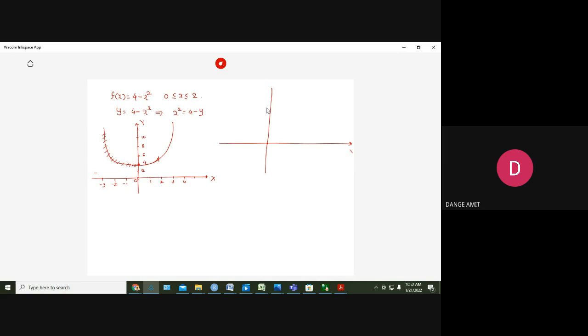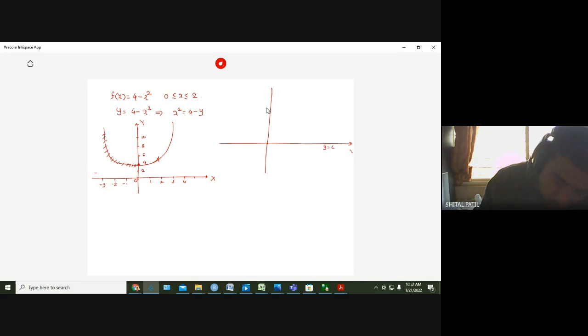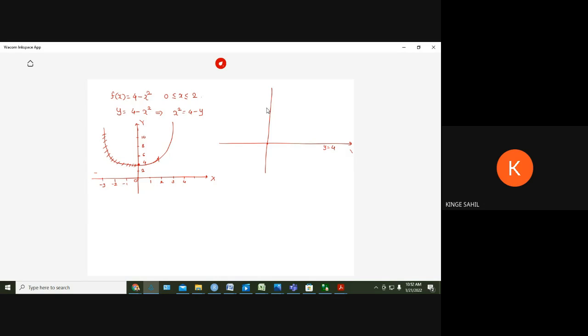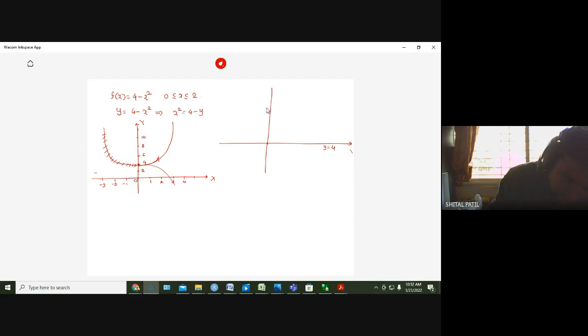Sir, it would be an inverted parabola. Huh? Inverted parabola, since it is negative. Yes, sir. Absolutely. y minus 4, so it should be like this. Yes, no doubt. So this part of the parabola we have to take.